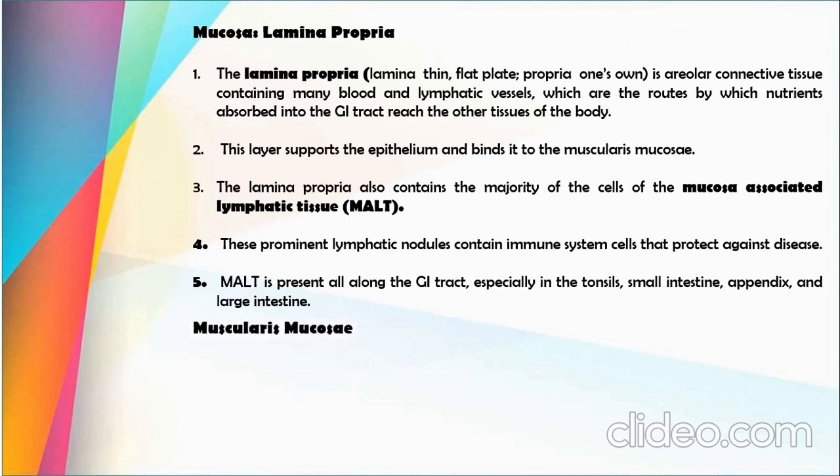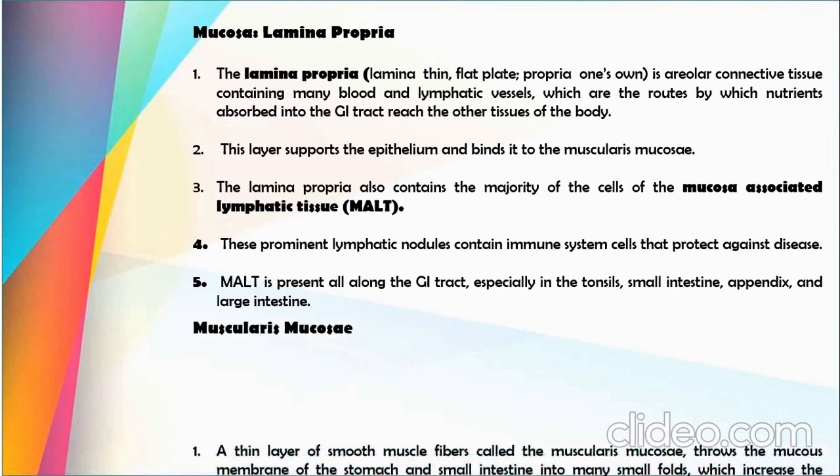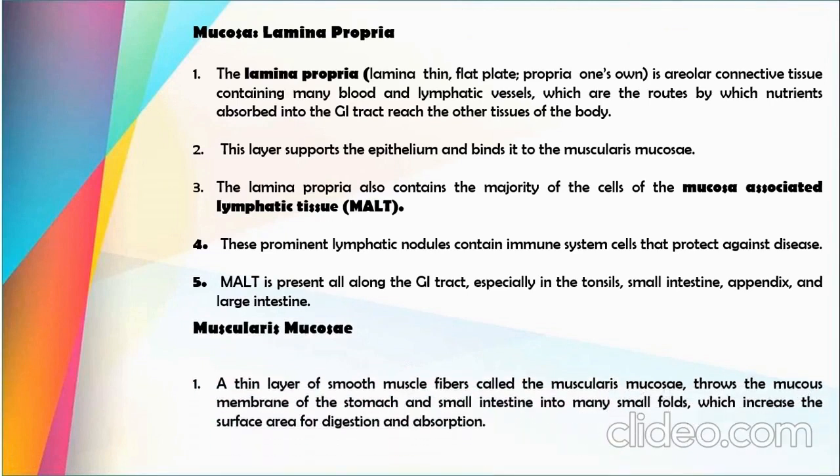Next one is the muscularis mucosa. A thin layer of smooth muscle fibers, called the muscularis mucosa, throws the mucous membrane of the stomach and small intestine into many small folds, which increase the surface area for digestion and absorption.